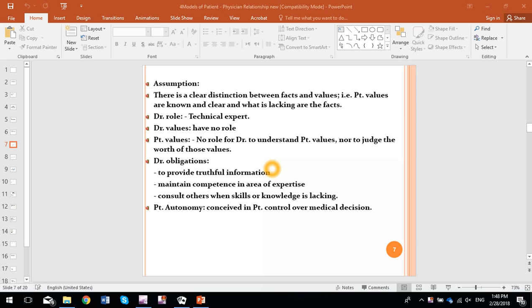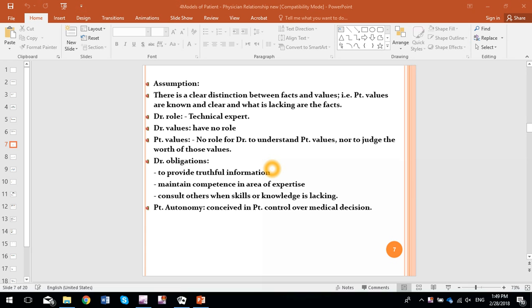The physician role here is a technical expert. This is why it's called the engineering model or consumer model. Consumer model means that the patient selects the intervention, and the physician, as a technical expert, performs this selection. What are the doctor's values here? As a profession, he has no role, because all he needs to do, apart from his professional values, is to agree to what the patient selects as the intervention method for his treatment.